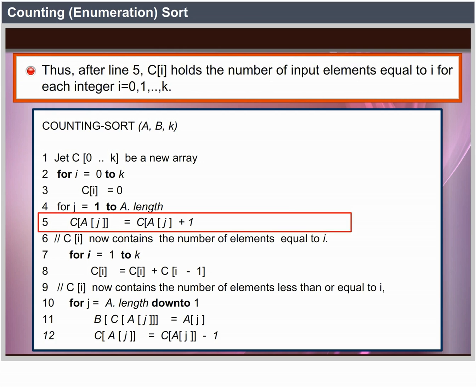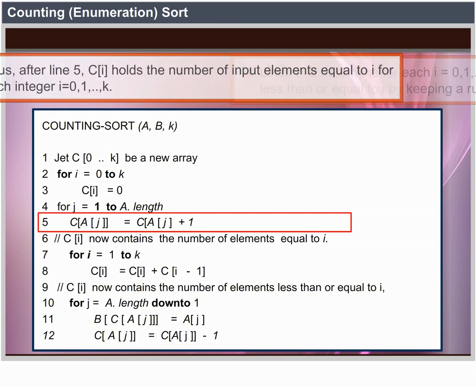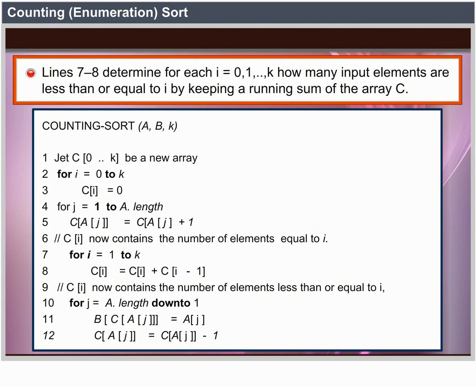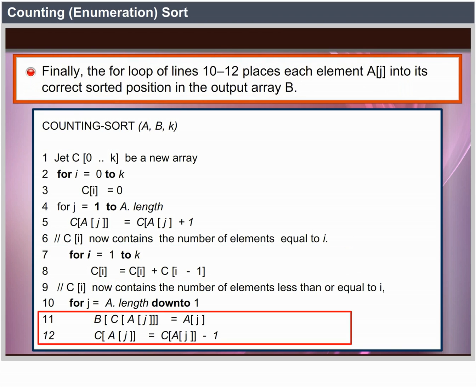up to k. Lines 7 to 8 determine for each i = 0 up to k how many input elements are less than or equal to i by keeping a running sum of the array C. Finally, the for loop of lines 10 to 12 places each element A[j] into its correct sorted position in the output array B.